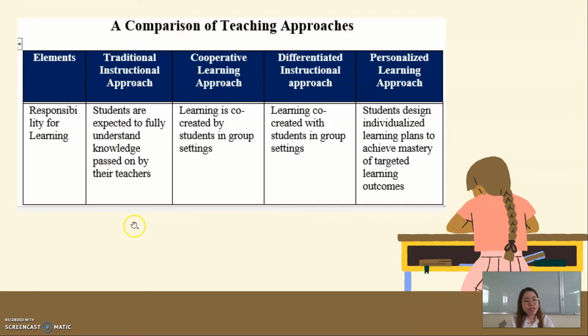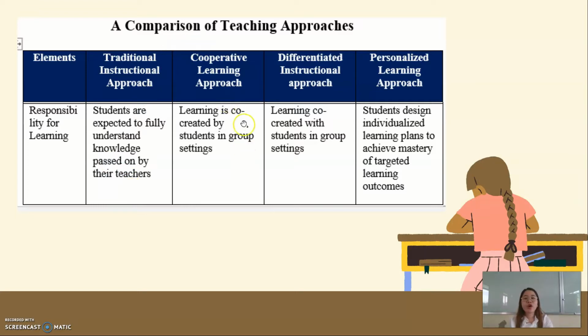And let's go back to the responsibility for learning for the traditional instructional approach. Of course, as we have mentioned earlier, the students in the traditional setup are very passive. Why? Because the teacher is the expert, the knowledge expert, very authoritarian. The students here are just mere receivers of information given by the teachers.